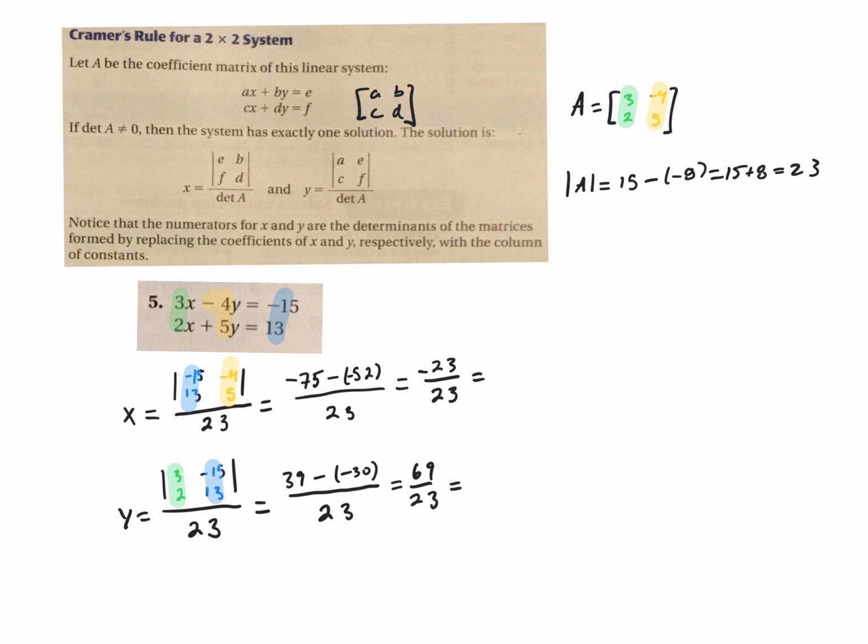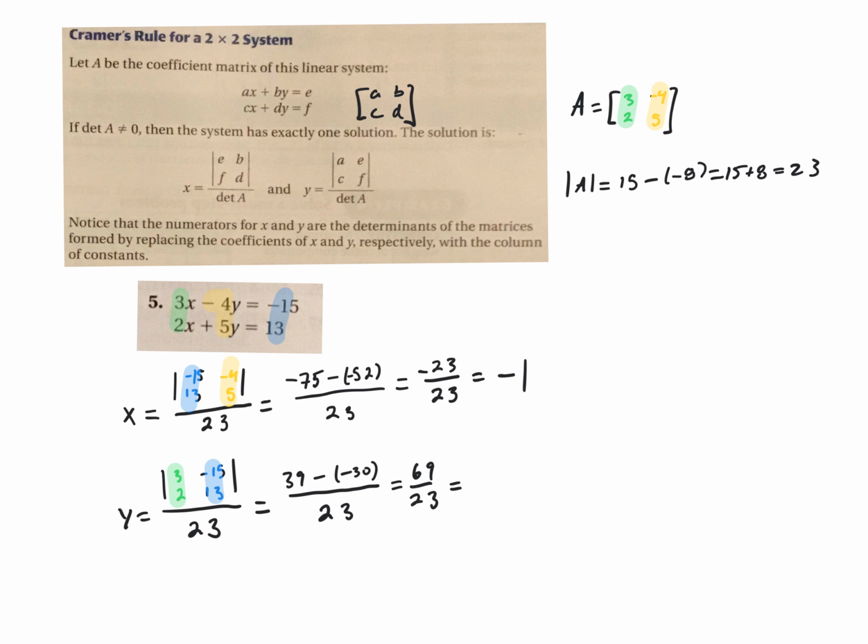So if I want to solve for x, I'm going to use the y coefficients here, the negative 4 and the 5. I'm going to use the constants here and the x's. So then I just need to find the determinant here on the top. So it's negative 15 times 5, which is negative 75. 3 times the negative 4, negative 52. Subtracting that, I get negative 23 over 23, which just simply gives me negative 1.